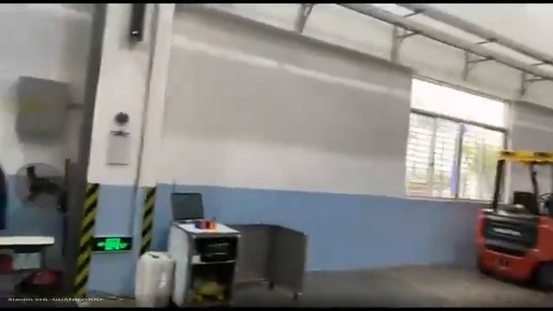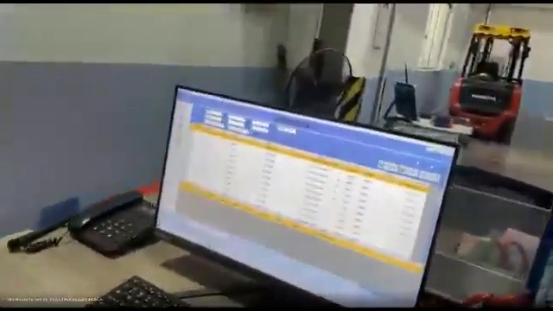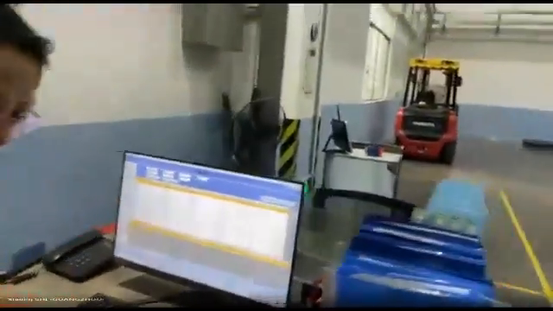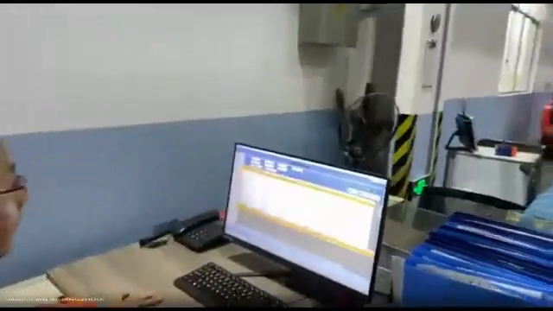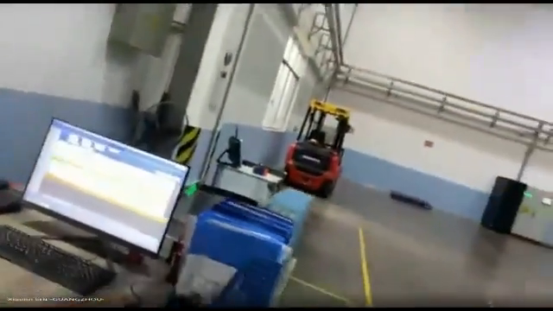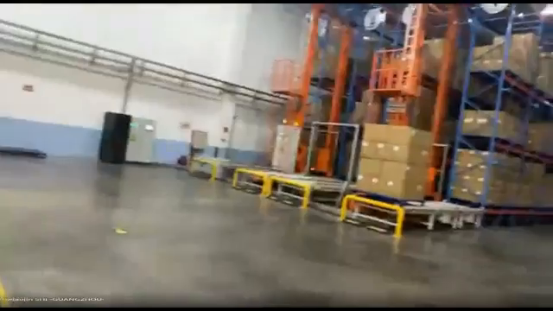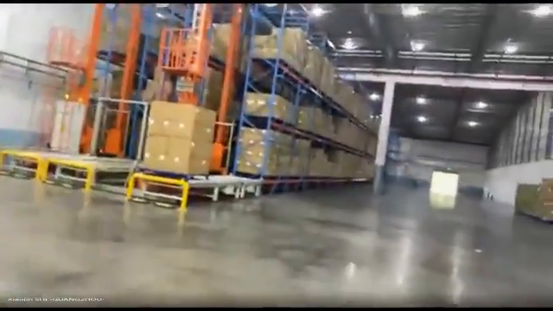We know all the stock data information from the system. Okay, we know the quantity, we know where it is, and how long it has been stored in this area for the aging. Okay, so this is the current situation of the Goodell.